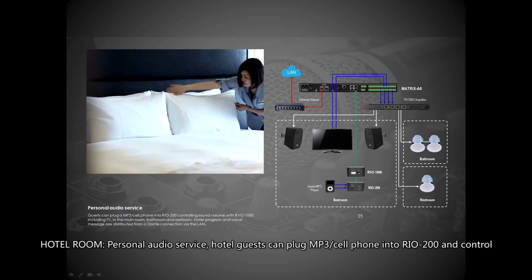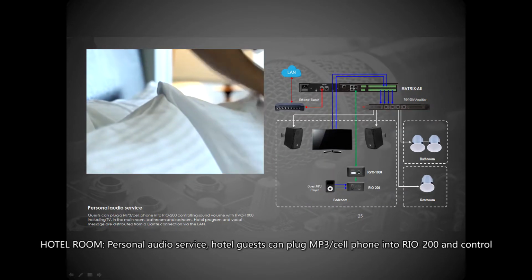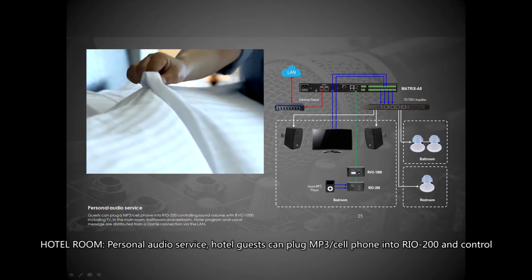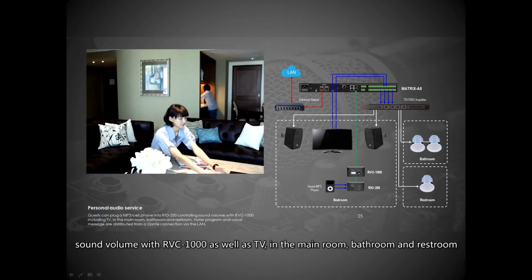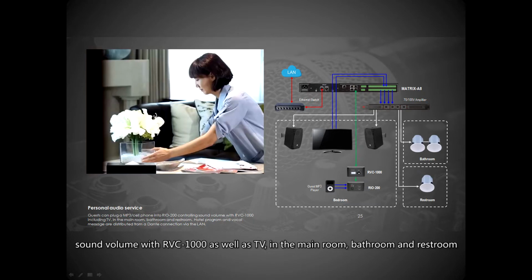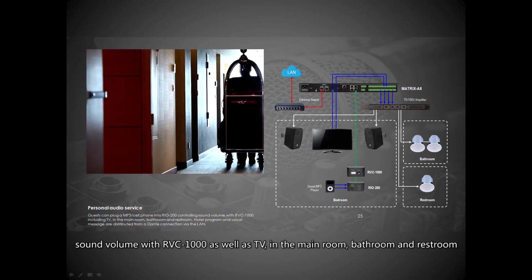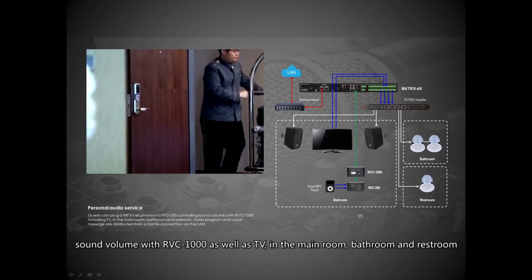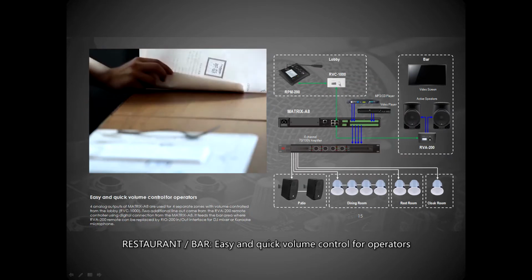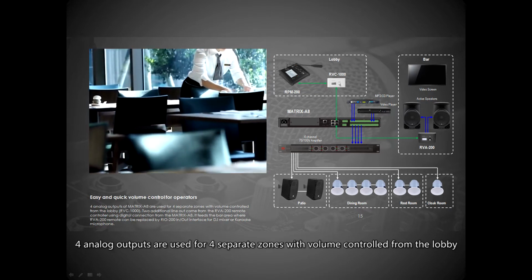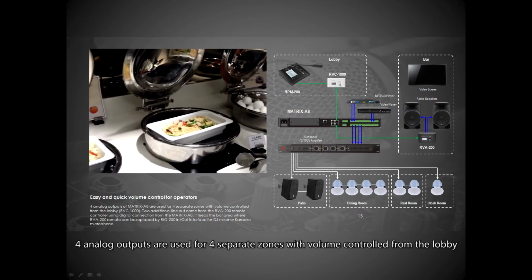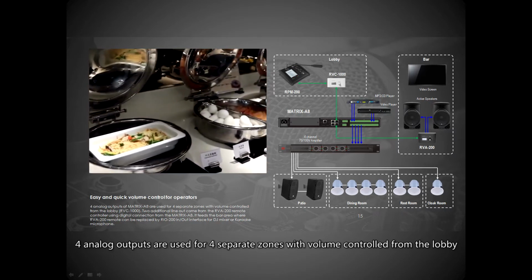Hotel room. Personal audio service. Hotel guests can plug MP3 cell phone into RIO 200 and control sound volume with RVC 1000 as well as TV. Its main room, bathroom, and restroom. Restaurant. Bar. Easy and quick volume control for operators. 4 analog outputs are used for 4 separate zones with volume controlled from the lobby.